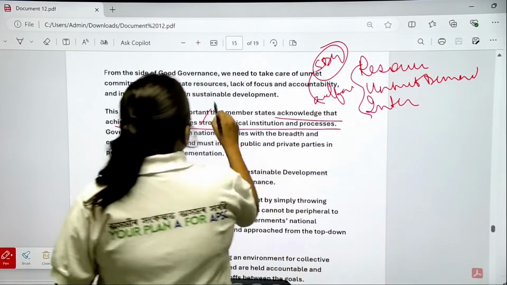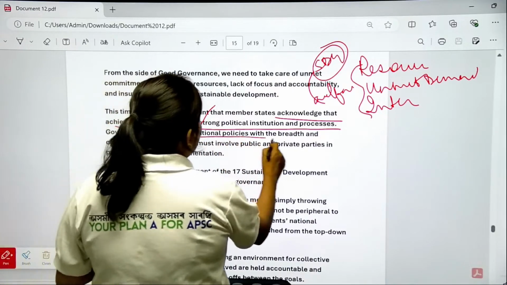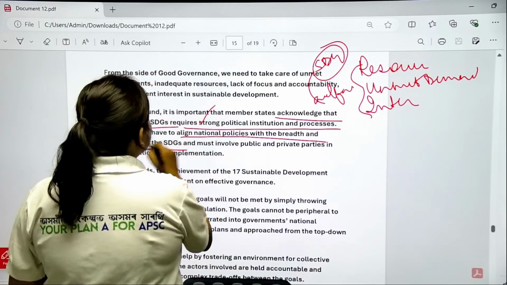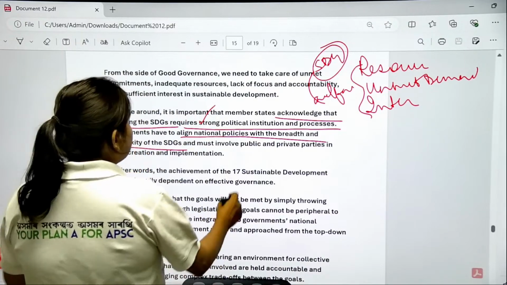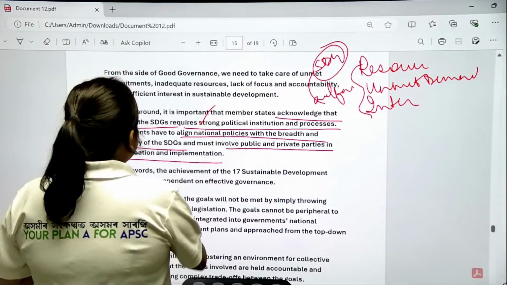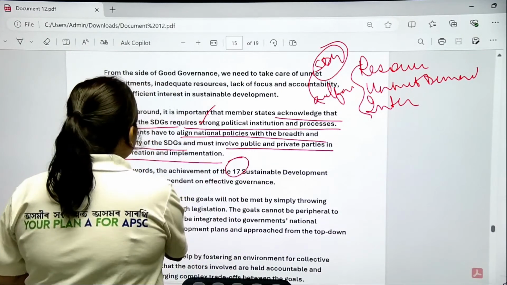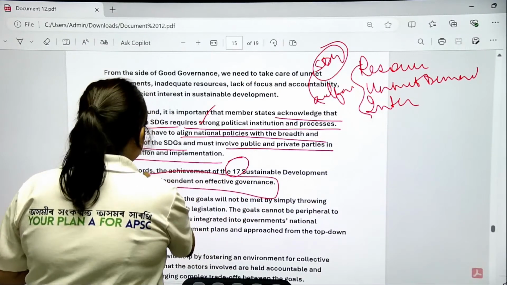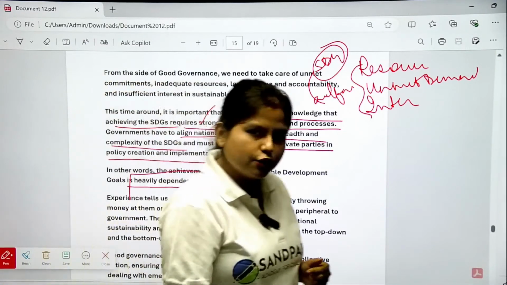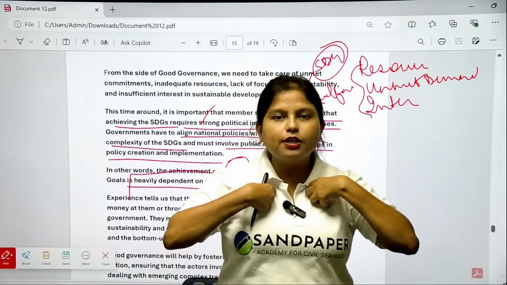What is said here? The strong political institution and process are needed. Government have to align national policies with the breadth and complexity of the sustainable development goals and must involve public and private parties in policy creation. In other words, the achievement of the 17 sustainable development goals is heavily dependent on effective governance. Understood? So here we have to say what role governance has to play.